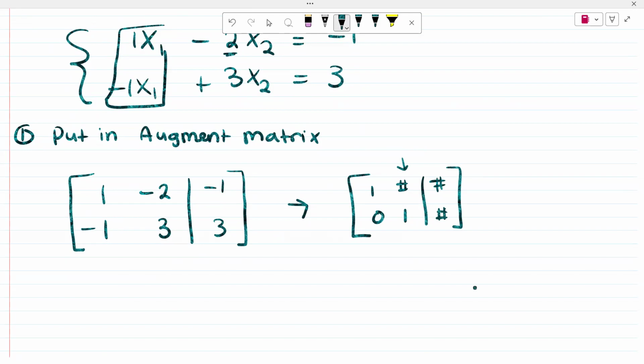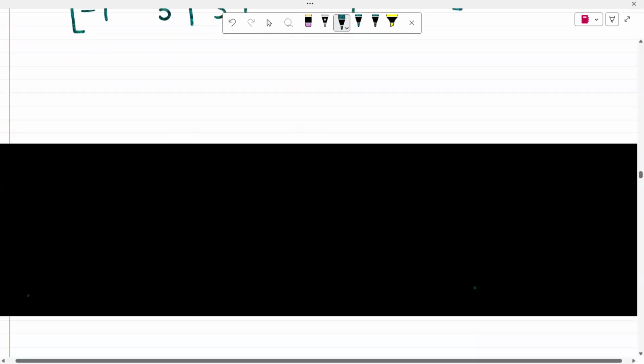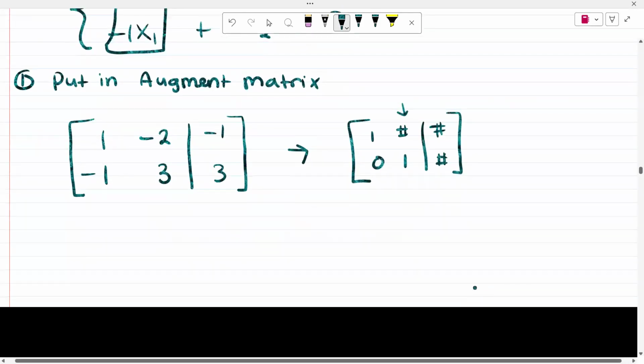So what are we going to do? We have to make it look like this. We're going to have to do some row operations. Well, first, I'm going to make this one a 1, so that's good. And then I'm going to make this -1 into a 0. So I kind of can see it.